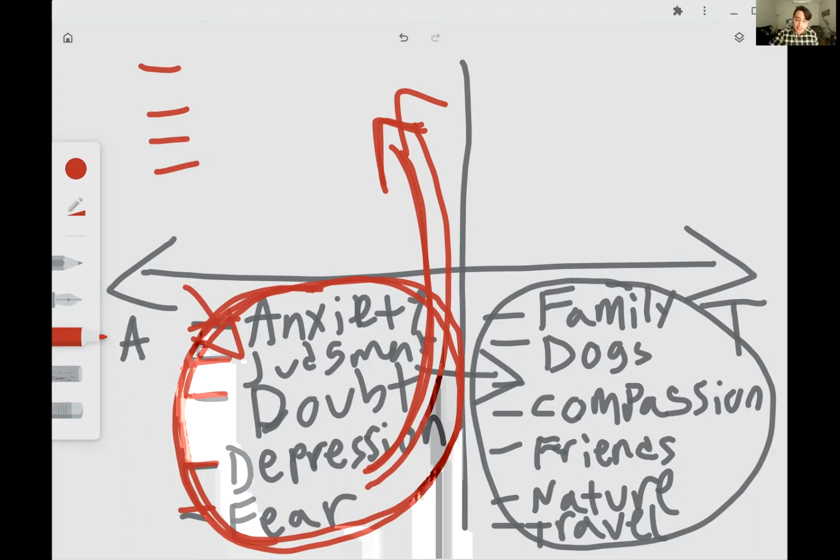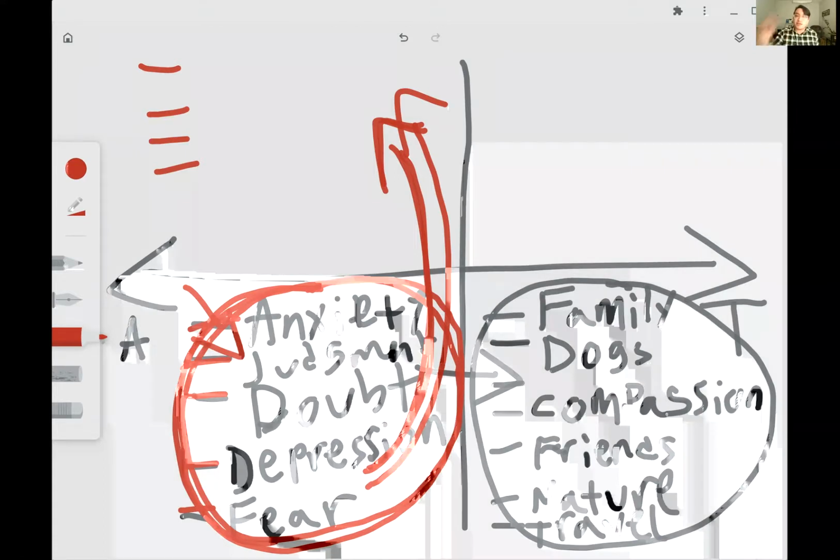So that's the top left quadrant, the away top quadrant. What are some things that you do on the outside in terms of your actions when you are really under the influence of those things that showed up down here? The anxiety, judgment, doubt, depression, and so on. Go ahead again and write those in your matrix at home, and then when you're ready, type them into the chat box here.